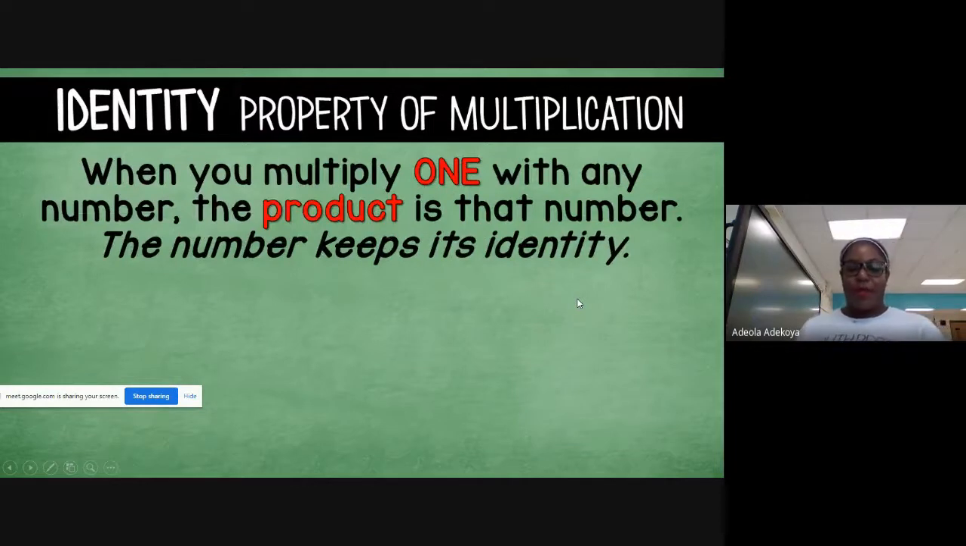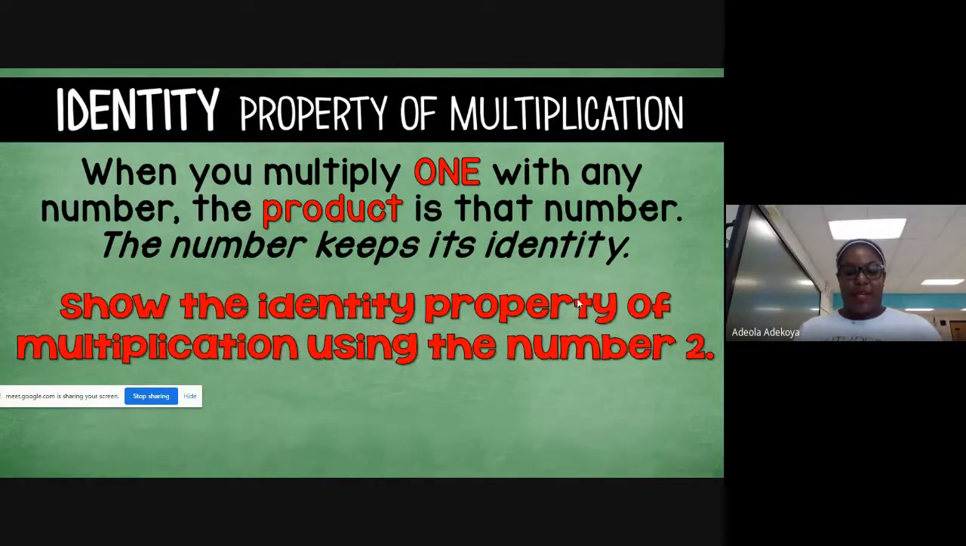When you multiply 1 with any number, the product of that number will remain the same. All right, so it keeps its identity. It stays the same. Now let's look at some examples. So we're showing the identity property of multiplication using the number 2. 2 times 1 is 2.